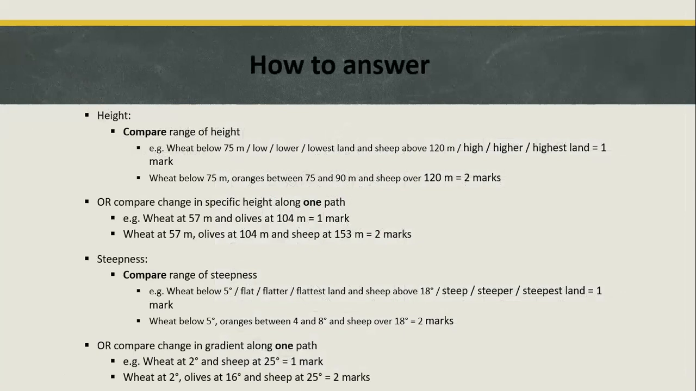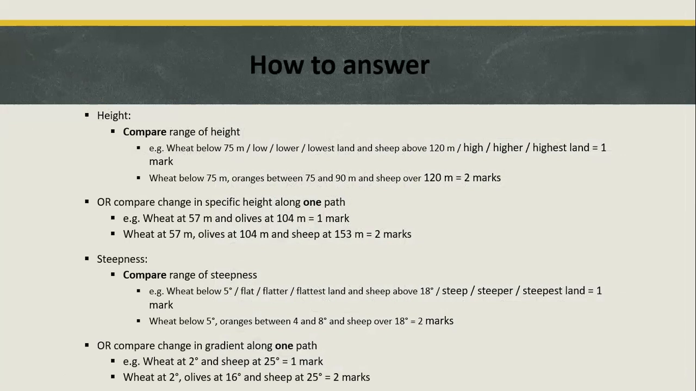Compare the range of the height. For example, the land below 75 meters can be said to be the lowest land, and the land above 123 meters, higher.